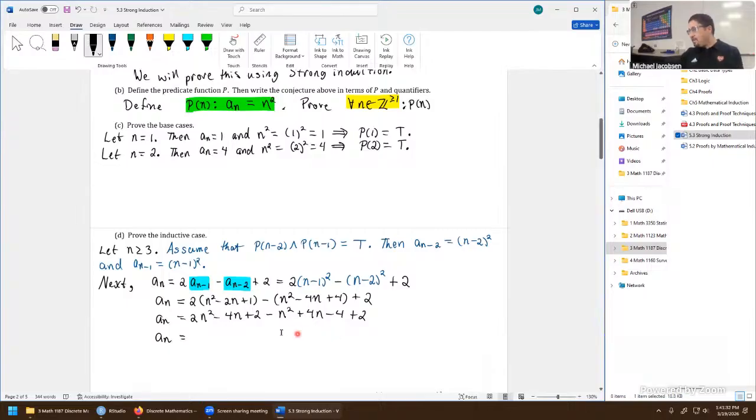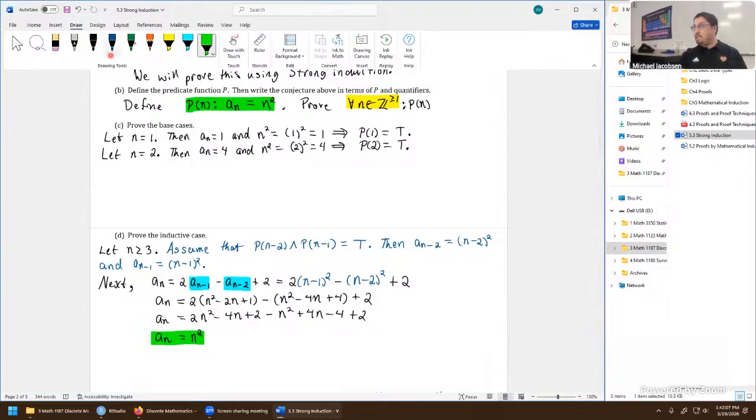So let's see how this cloud of stuff resolves. First, 2n squared minus n squared will give us n squared. Next, negative 4n cancels with positive 4n. And we have 2 minus 4 for negative 2 plus 2 for 0, which means that's all we get. Somehow, some way, the algebra completely worked out to the nth term is n squared. It was only based off these two assumptions, that the 2 prior terms and the 1 prior term, n minus 1, gives us the right format, matching that structure.